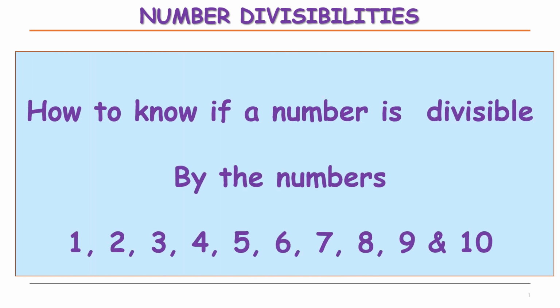Today we'll be looking at number divisibilities. What we need to know today is how to know if a number is divisible by 1, 2, 3, 4, 5, 6, 7, 8, 9, and 10. So in trying to know whether a number is divisible, we'll be looking at it as follows. And we are saying divisible by these numbers without remainders.